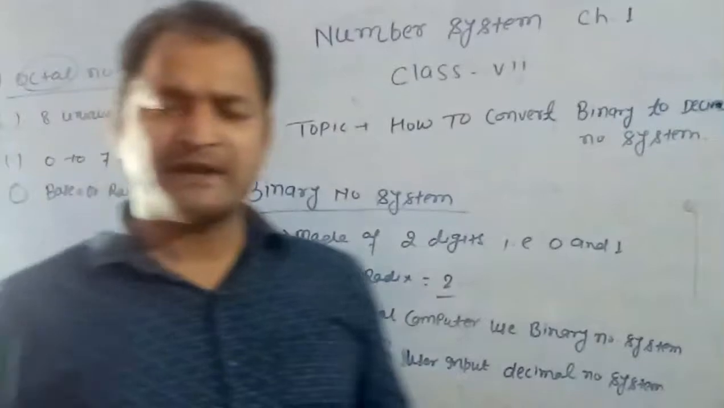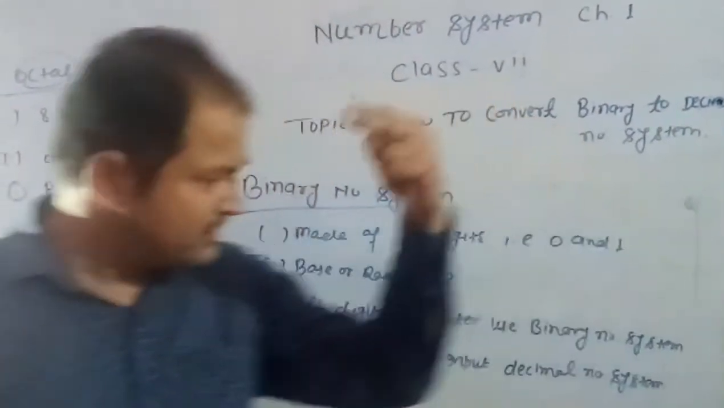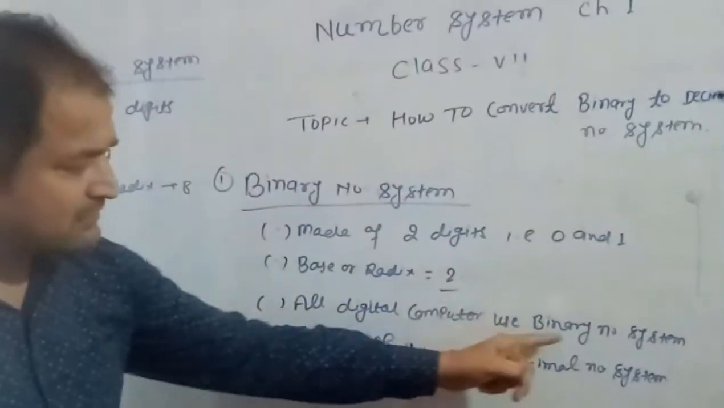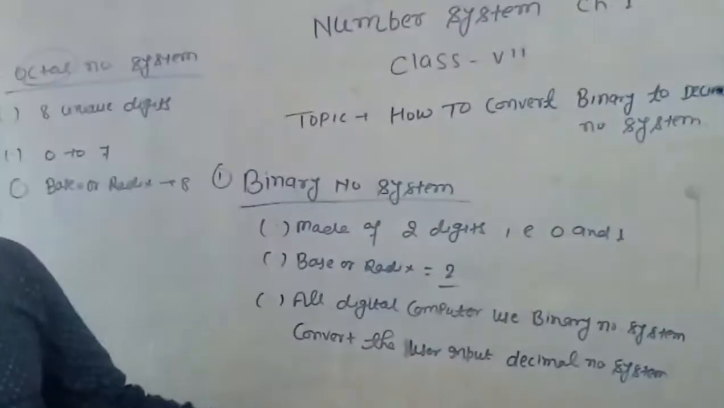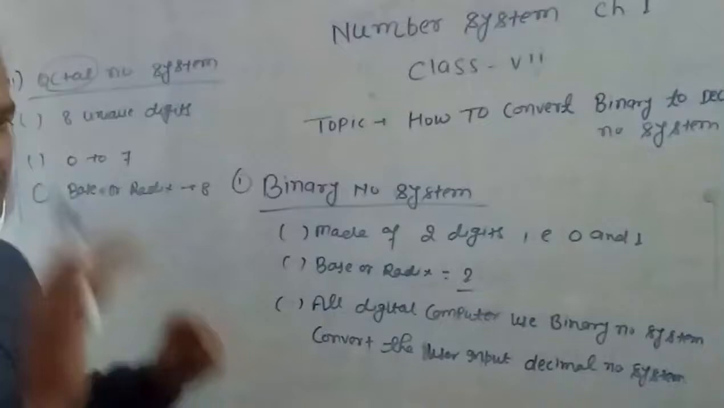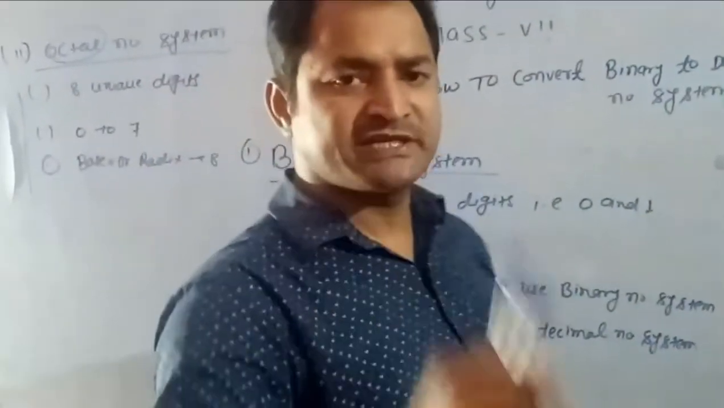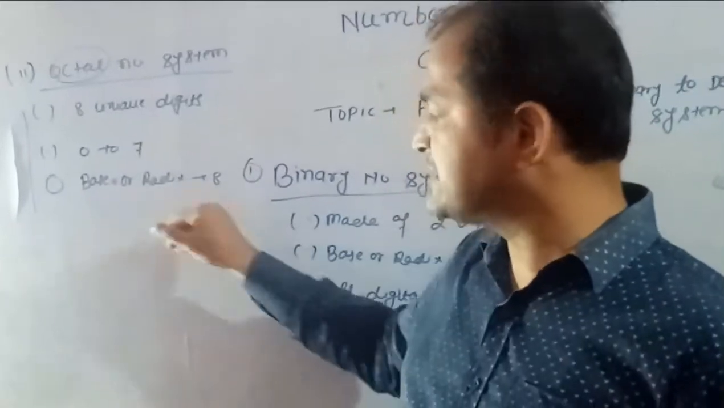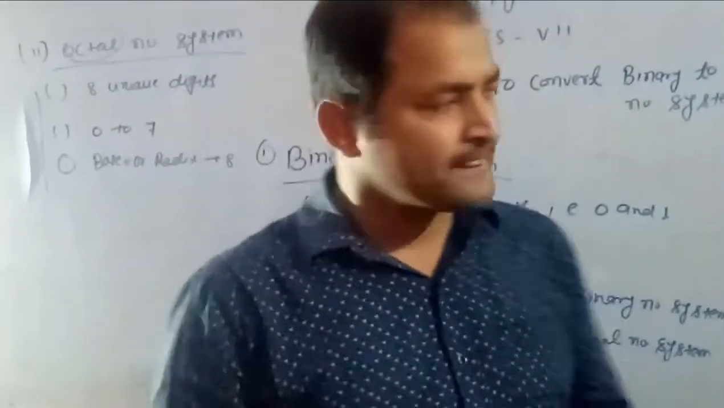If anybody asks what is the binary number system? Base 2, made of 2 digits, all digital computers use the binary number system, convert from the decimal number system. Octal has 8 unique digits, 0 to 7, and base or radix 8.